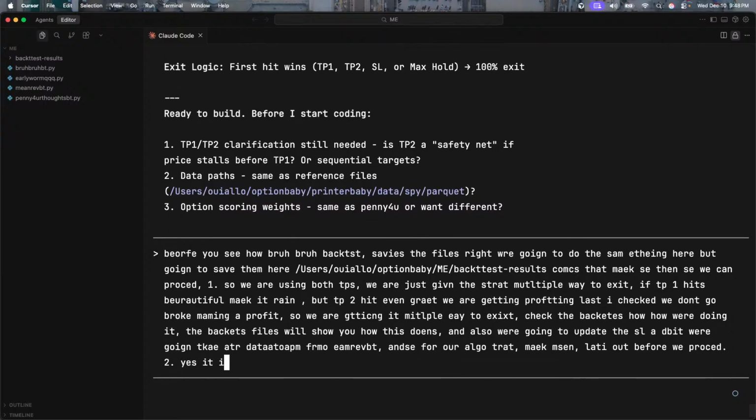2, yes, it is the same place. 3, yes, the same for now. We'll adjust once we backtest.